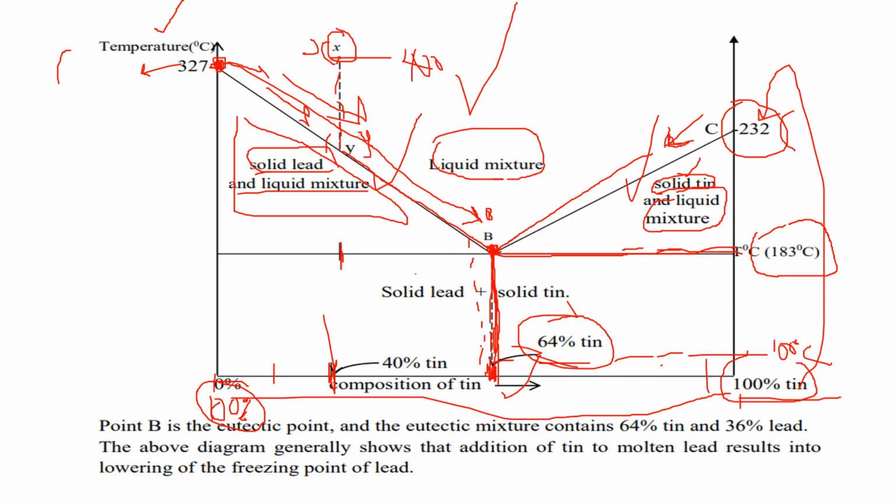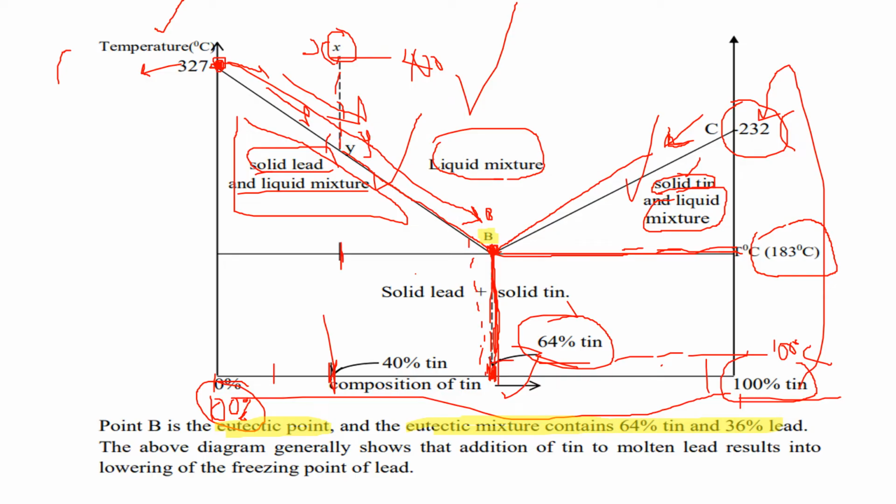Now let's look at some of the notes about this. So you're saying that point B is the eutectic point. I hope you're seeing point B. Where point B is, let me highlight this. Point B is here. So you're saying that this point B is the eutectic point. I've already talked about the eutectic point. And you're saying that the eutectic mixture, you just extrapolate down. We are saying that to get its composition, you extrapolate a dotted line down to get 64% tin and 36% lead.